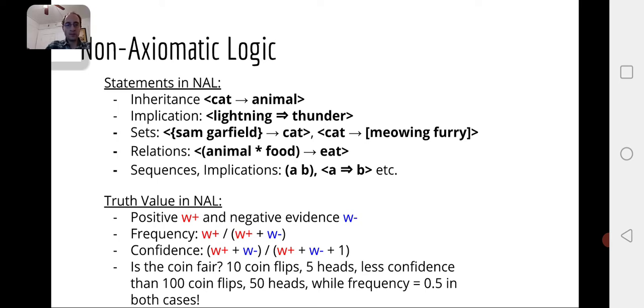For instance, this allows the system to distinguish the case of 10 coin flips with 5 heads from the other case, where we had 100 coin flips and 50 heads. In both cases, the frequency is 0.5, but the amount of samples in the second case is much higher.